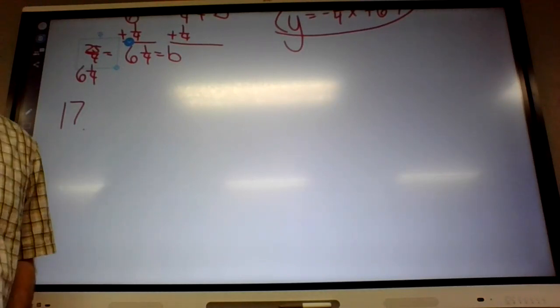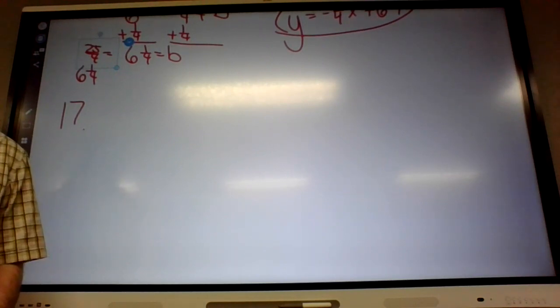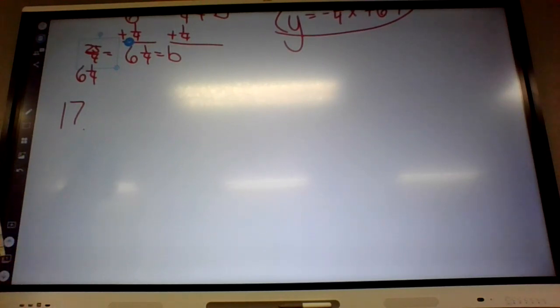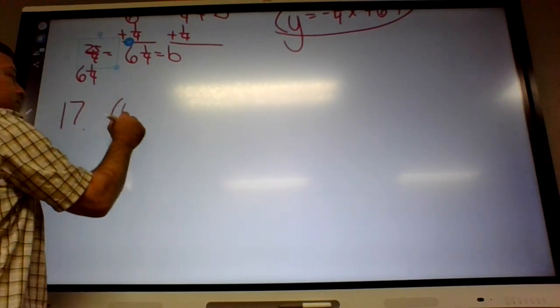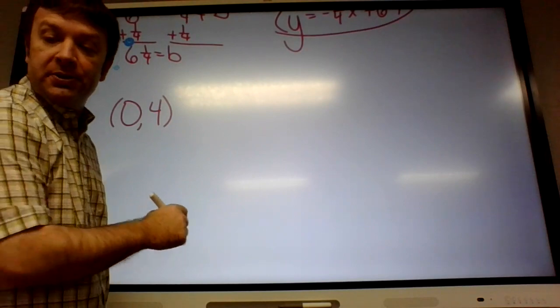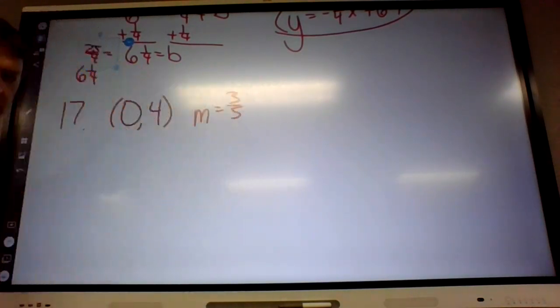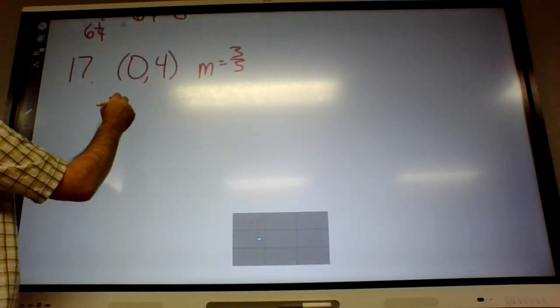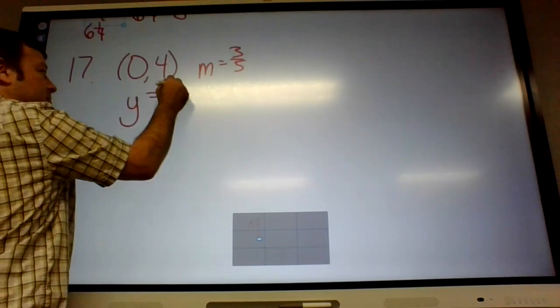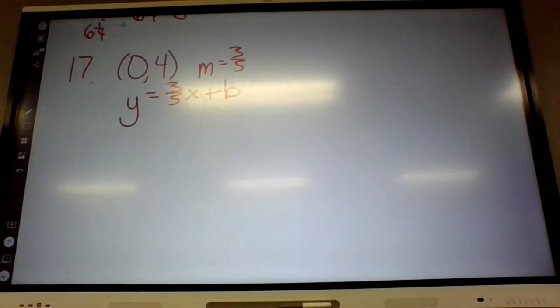17. Something's different about this y-intercept. Do you guys know what it is? Maybe I shouldn't have mentioned it. I should have just gone through normally. Slope is 3/5. Okay. So, I know y equals 3/5 x plus b.